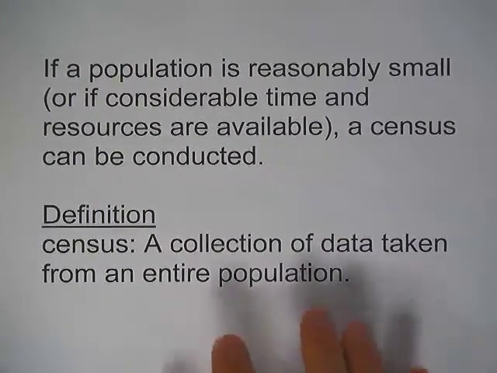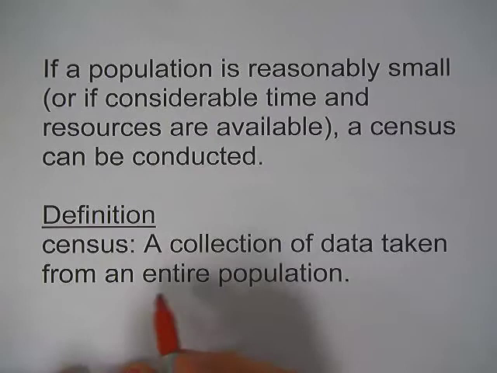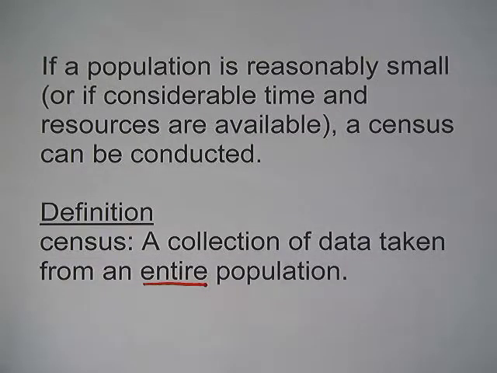If a population is reasonably small, or if considerable time and resources are available, a census can be conducted. A census is a collection of data taken from an entire population. So if we go back to the example of the office building and figuring out how much a typical person spends on lunch, to answer that question using a census, we would need to survey every single person in the office building. If it's a small office building with only maybe 10 employees, it would be reasonable to do a census. If your office building has 1,000 people in it, then a census is going to be very impractical.